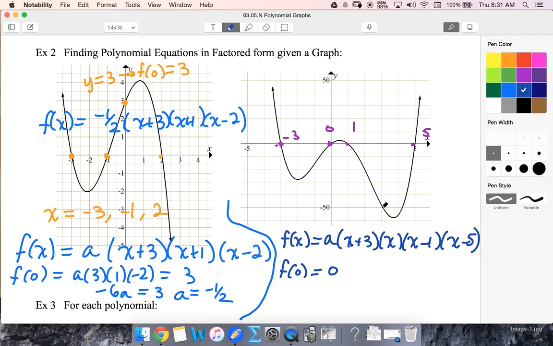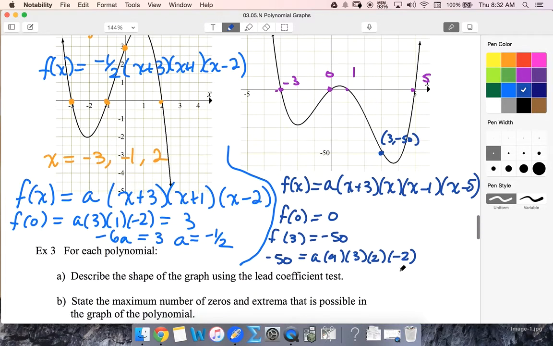I see clearly this point here. So this point is 1, 2, 3, -50. So this point doesn't help me. F of 3 is -50. That one's going to help me. So -50 equals a times 9 times 3 times 2 times -2.